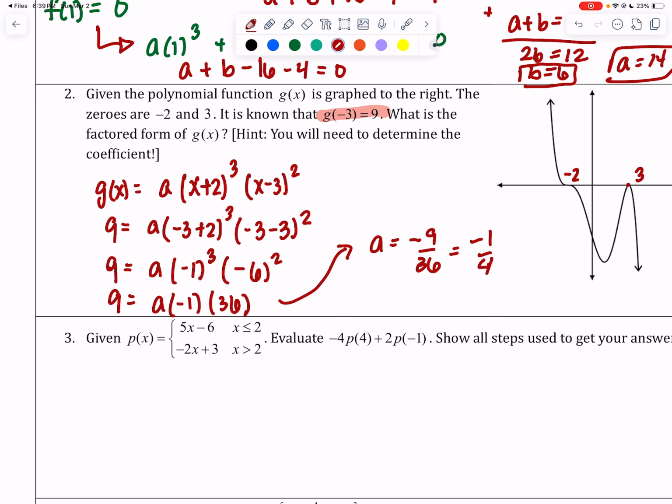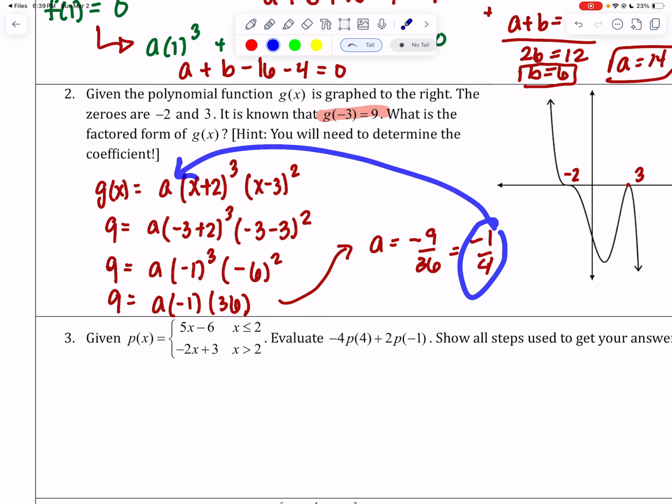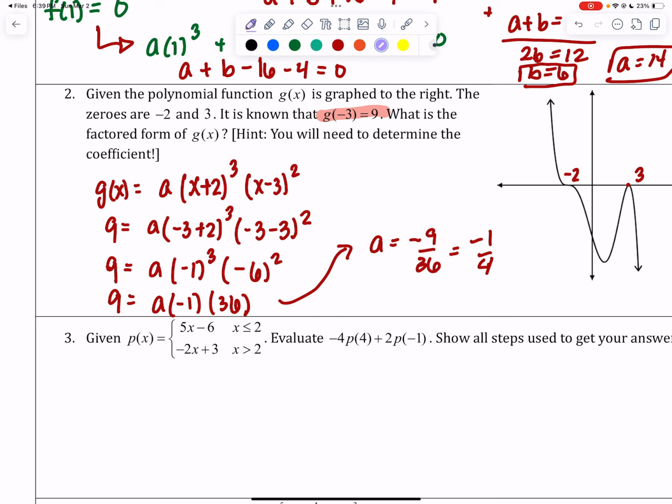Now the question is asking us to find g of x. So once again, this is g of x. All I have to do now is just substitute in negative 1/4 into my a value and call it a day. So my final answer for number 2 is g of x is equal to negative 1/4 times x plus 2 cubed times x minus 3 squared.